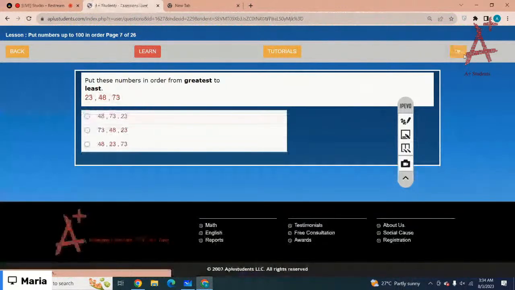Okay, put these numbers in order from greatest to least. So, which is the correct option? 23, 48, 73. That would be 73, 48, and 23. Option number 2 is the correct option.